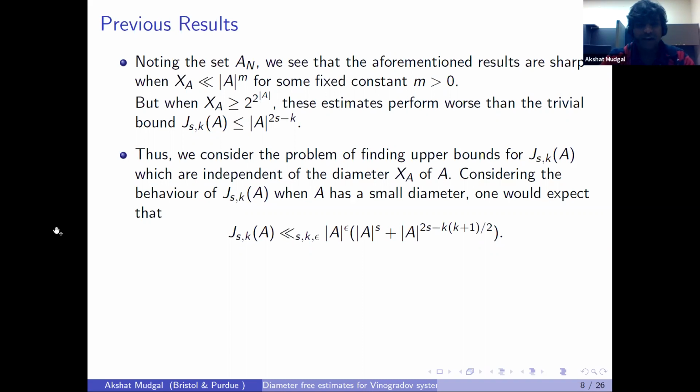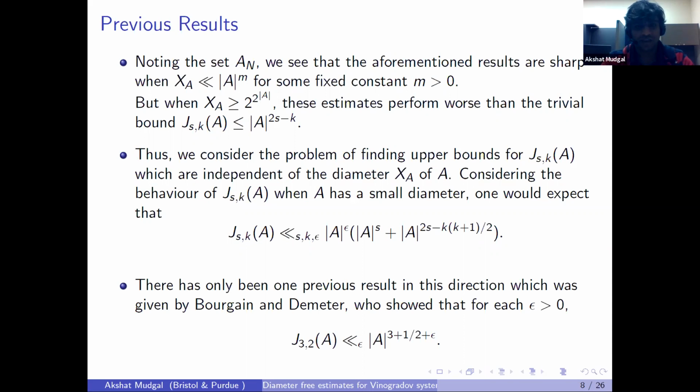And in fact, when k is 2, this is a conjecture of Bourgain and Demeter. And in fact, they proved a result which makes progress towards this conjecture. So till now, there has only been one previous result in this direction. And for that, they consider the linear and quadratic case, that is when k is 2. And they consider the case when s is 3. And they show that, in fact, you can get an upper bound which is independent of the diameter, but it's not exactly sharp.